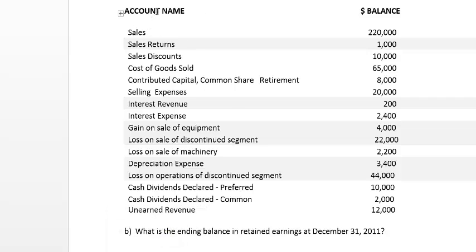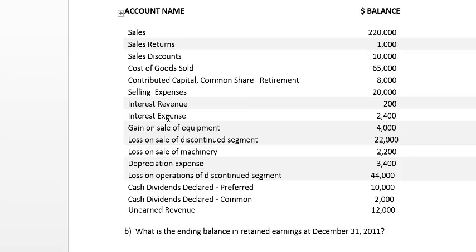The best thing to do is to look at the account names and decide, are there any accounts that you don't need here to do the income statement? Well, sales returns and discounts, you need those to calculate your net sales. Cost of goods sold will help you get your gross profit. Contributed capital, you don't need that, right? That's an equity account on the balance sheet, so you don't need that.